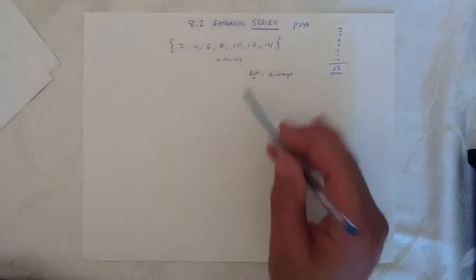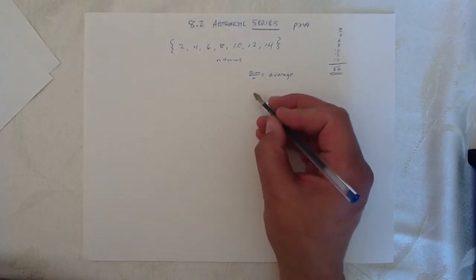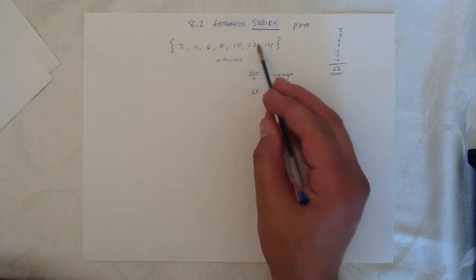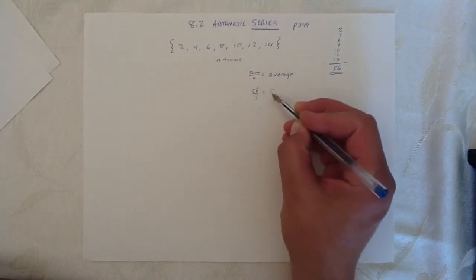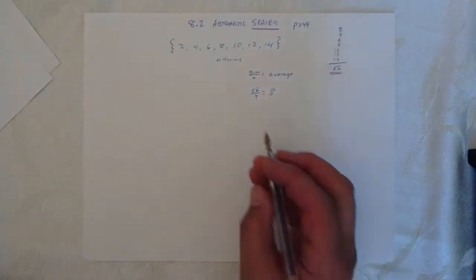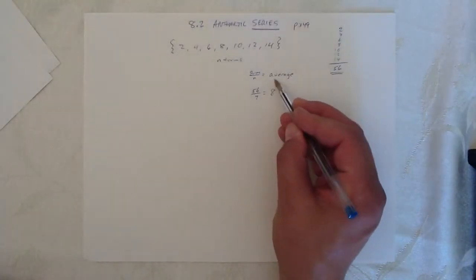If I find out the average of this, I add them all up and divide by the number of terms. So in this case, I would take 56 and divide it by the number of terms, 7, and I see that the average is 8. Okay, simple enough. Keep this in the back of your mind here.